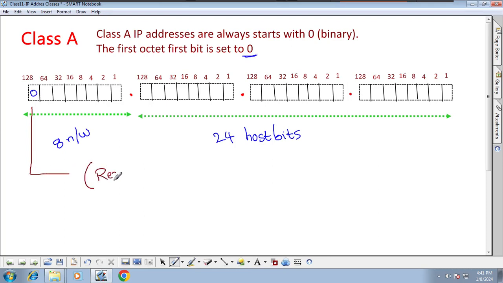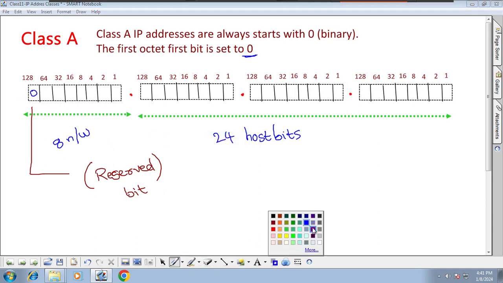The first bit is a reserved bit, so it is always set to 0 only; you cannot make it 1. If you make it 1, it becomes some other class. That's what I'm saying. It is a reserved bit here, we should not do anything to it. Now apply zeros in all other bits.